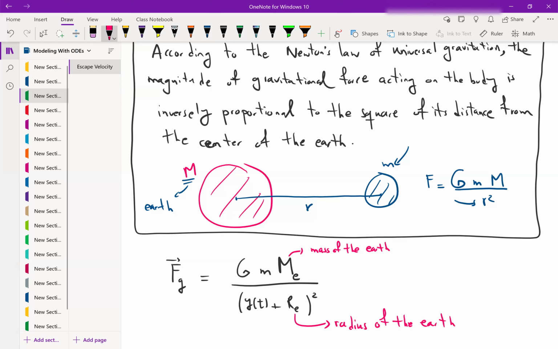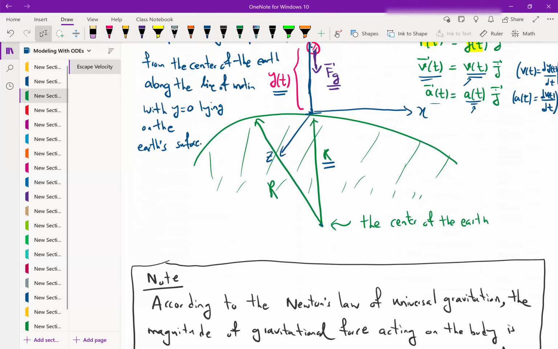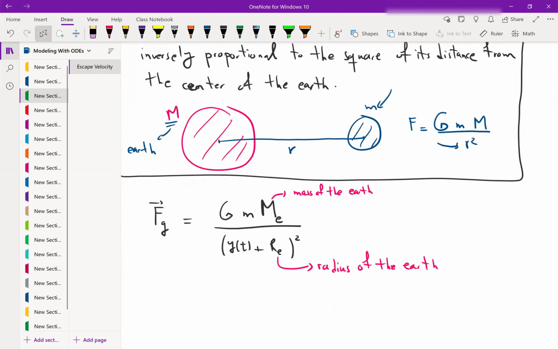Radius of the Earth. And just to make sure that everything is consistent in this presentation, I'm going to put the subscript E here as well. R in my diagram, R_E. This is the radius of the Earth. Okay, now going back here. So this is the magnitude.